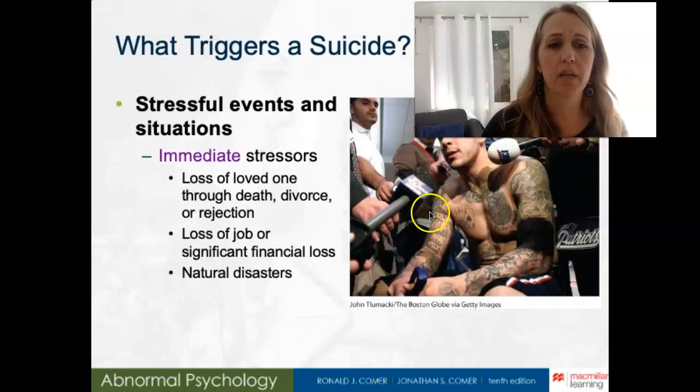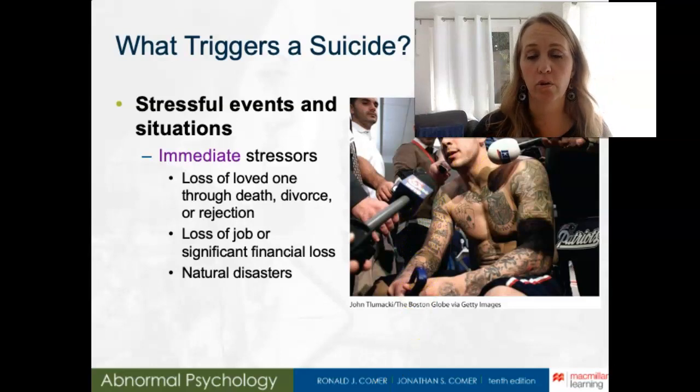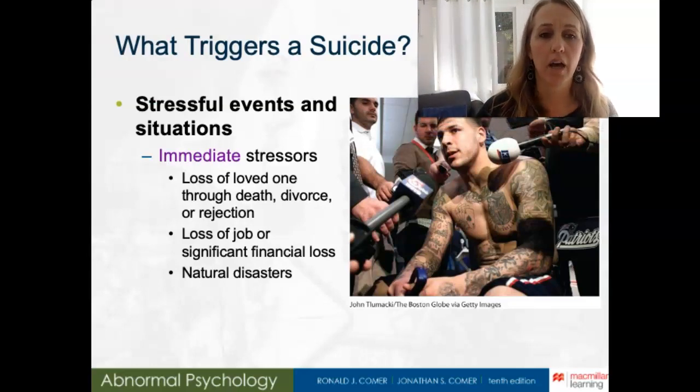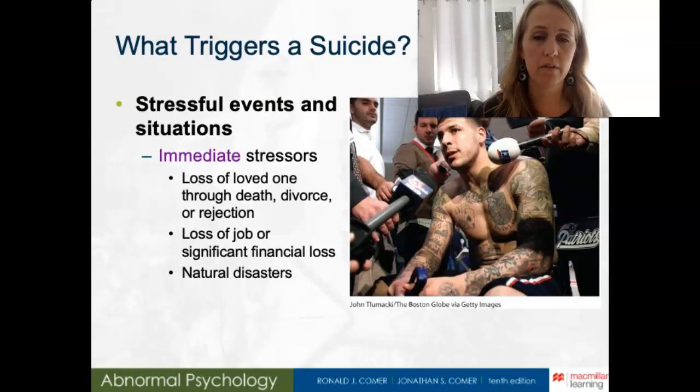Stressful events can be immediate stressors or long-term stressors. Stressful events can be the sudden loss of someone they care about. It can be rejection. People who experience rejection can threaten to commit suicide or will complete a suicide. Divorce can bring up a lot of emotions in people, and so can loss of a job or significant financial distress. Sometimes a natural disaster and the losses that come along with that can trigger suicidal thought.